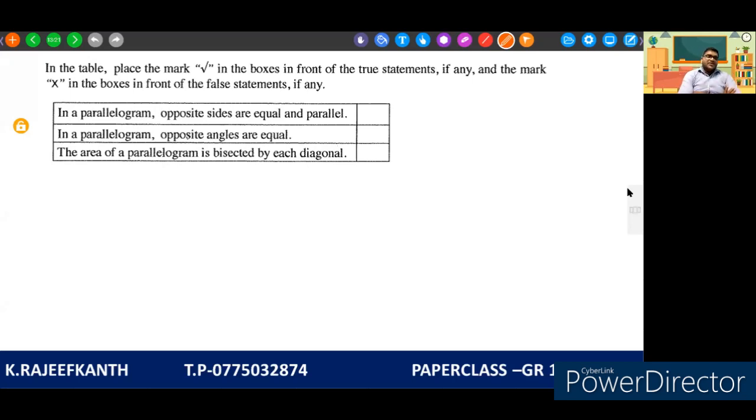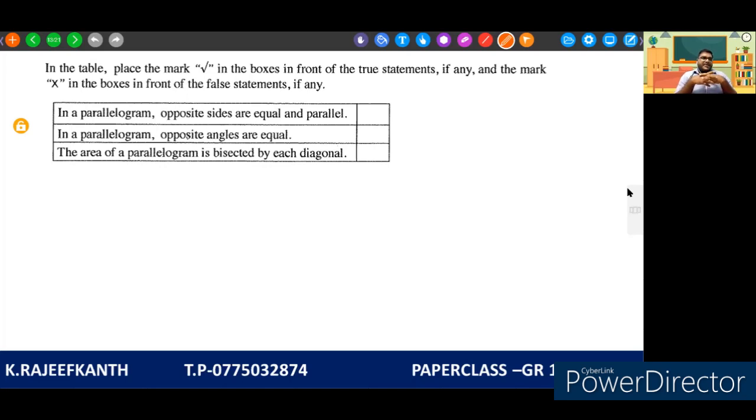In parallelogram, here they are going to ask about the properties of parallelograms and everything. In a parallelogram, opposite sides are equal and parallel. So now you should know what the properties of a parallelogram are. If you know the properties, then you can select the answer quickly.